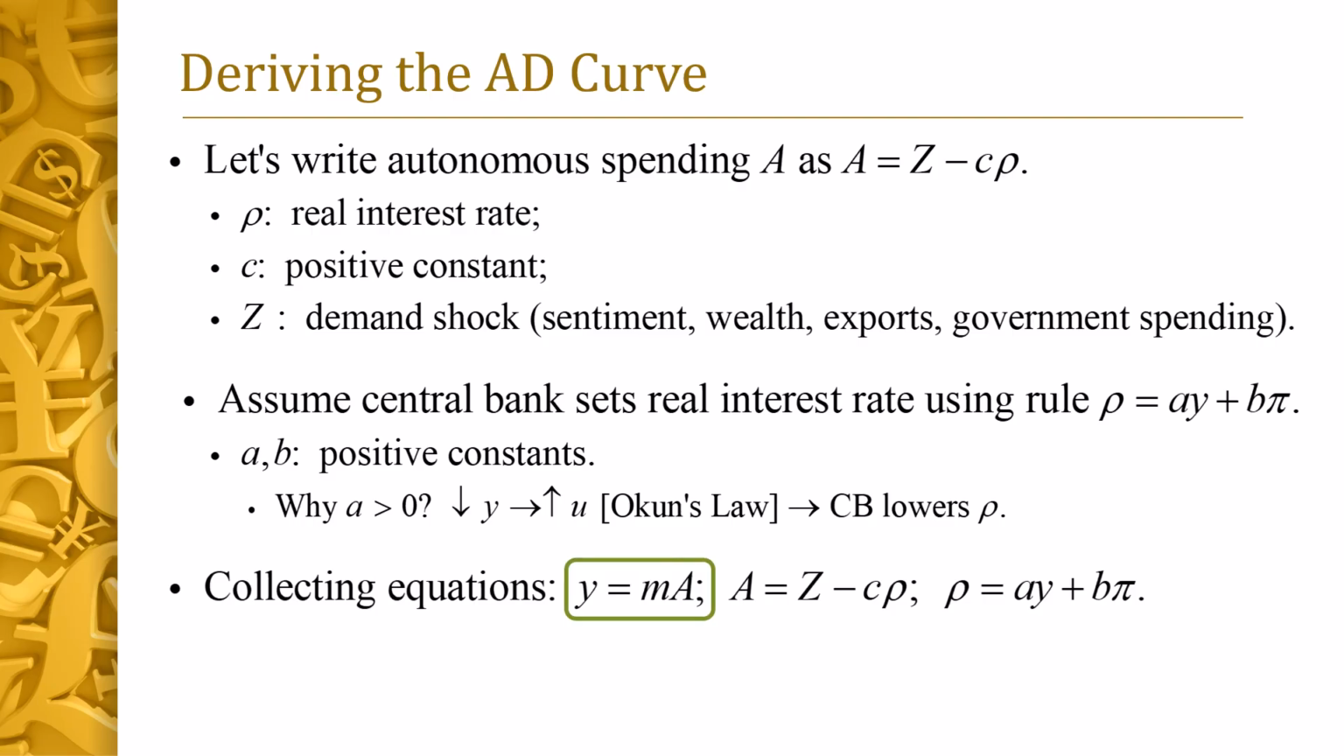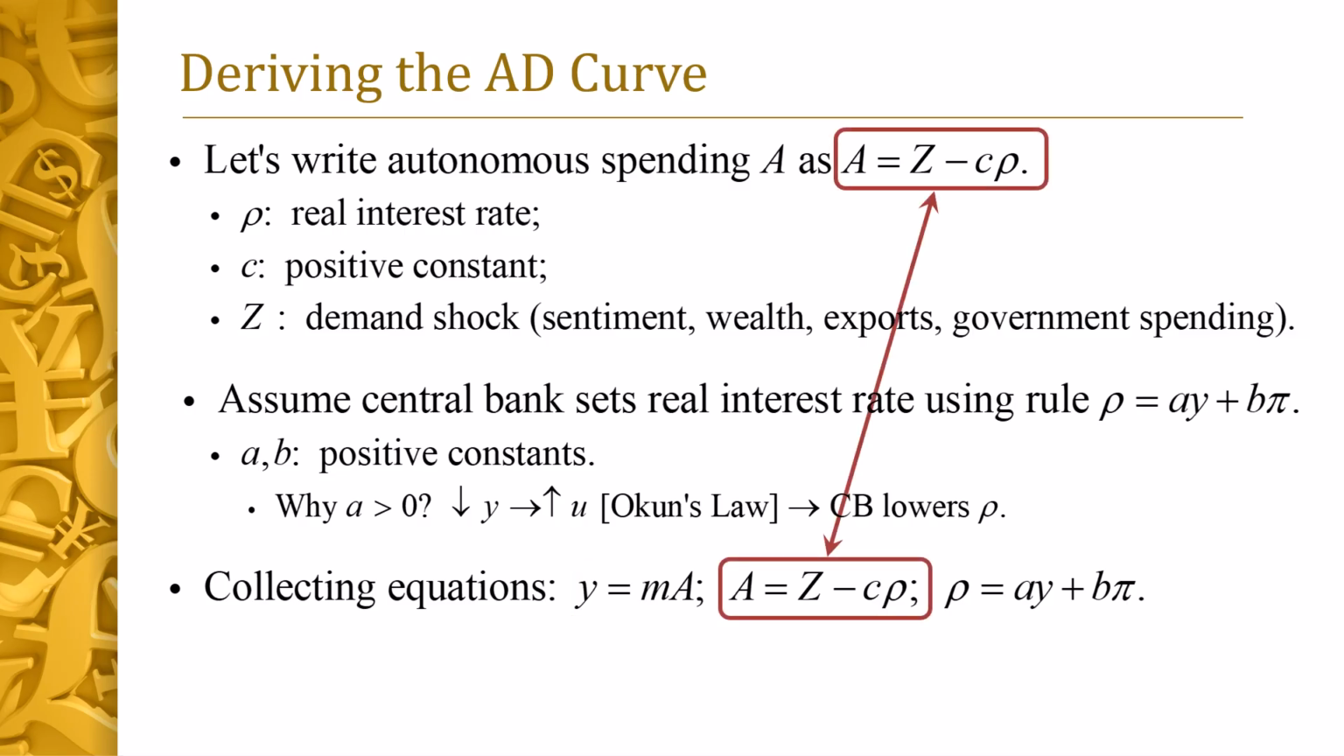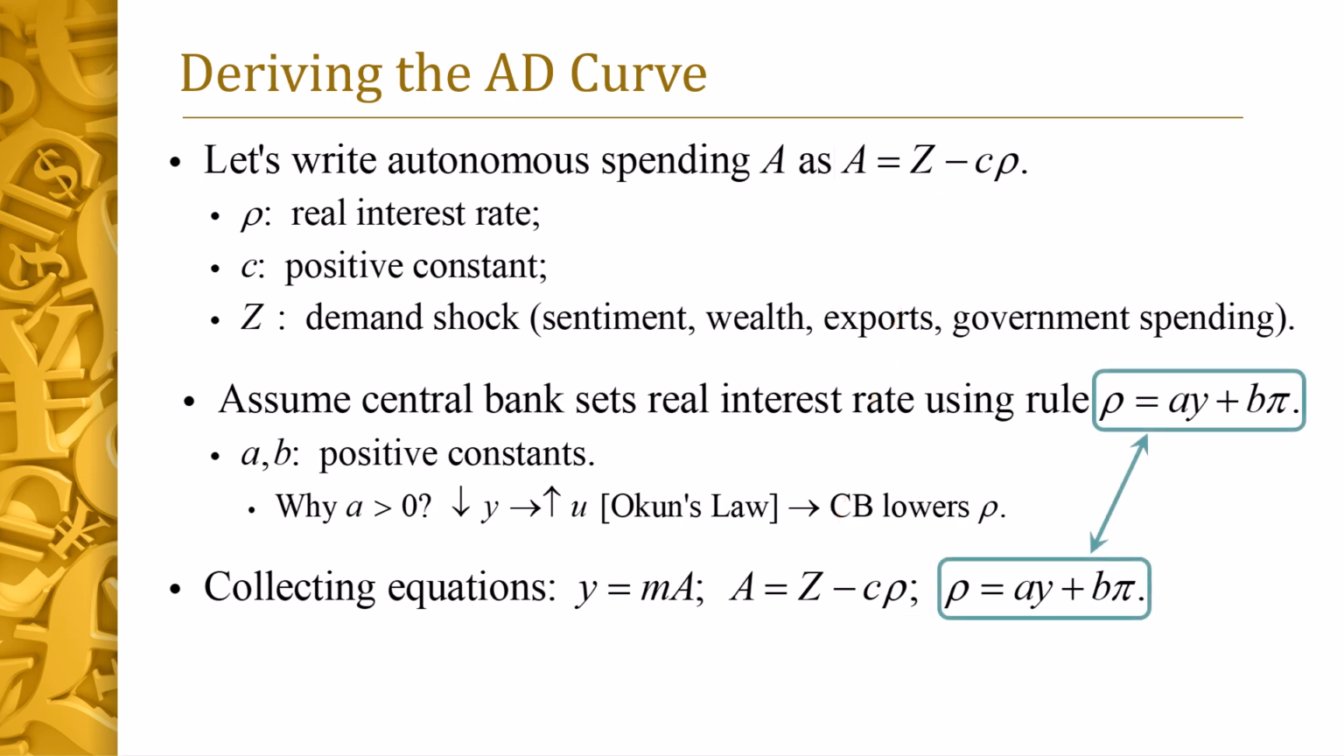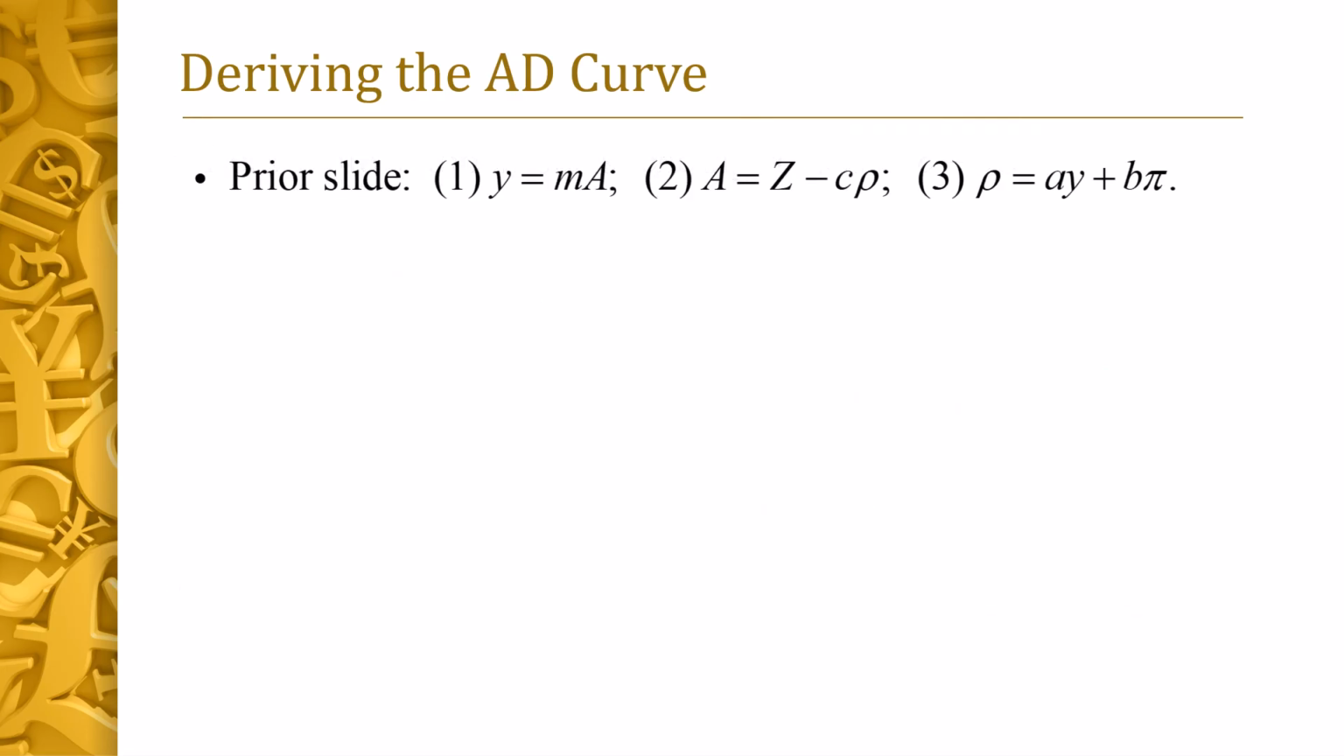In summary, we have three equations. First, output y equals the multiplier m times autonomous spending A. Second, autonomous spending A equals the demand shock Z minus C times the real interest rate rho. And finally, rho equals a times output y plus b times inflation pi. These equations are collected at the top of the new slide.